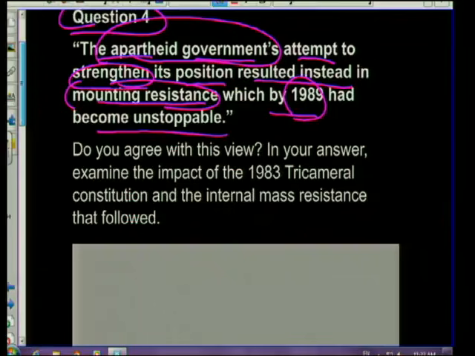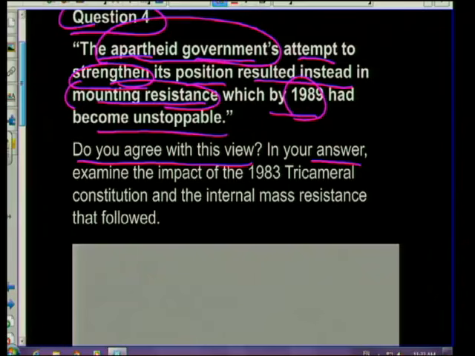If you go on, the question is asking you whether you agree with this view. So you've got to take that stance, whether you agree or whether you don't. In your answer, you have to examine the impact that the 1983 tricameral constitution, which was one of Botha's reforms, and the internal mass resistance that followed.